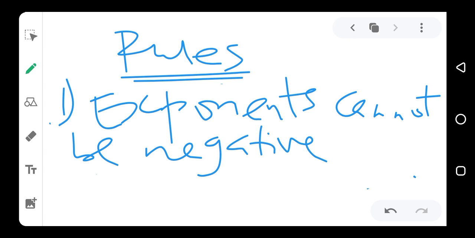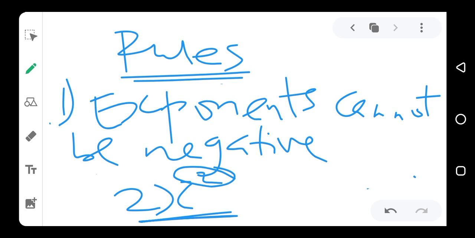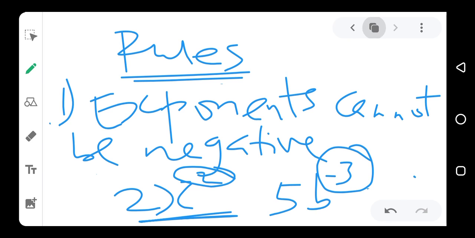That means that we cannot have something like 2x raised to power minus 2. Because the power here is minus 2, this is not a polynomial. If the power or the exponent is negative, it is not a polynomial. 5b raised to power minus 3 is also not a polynomial because this power here is negative 3. That is rule number 1.